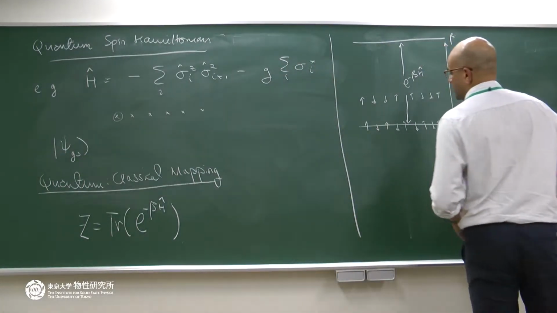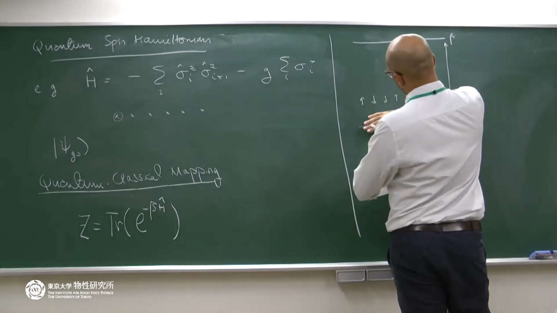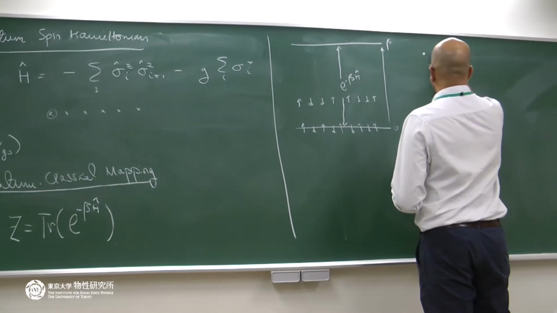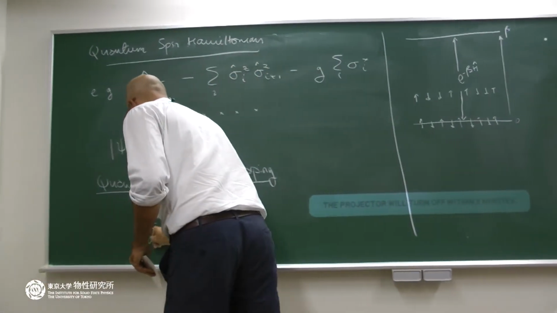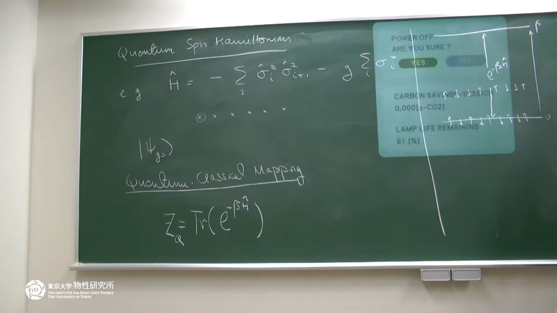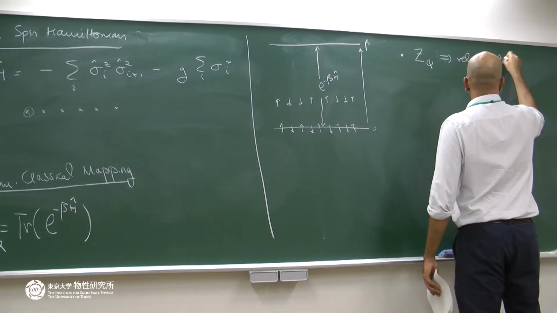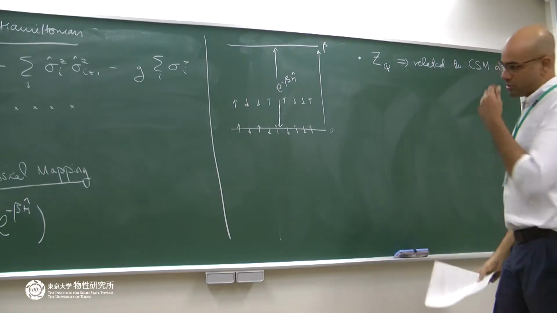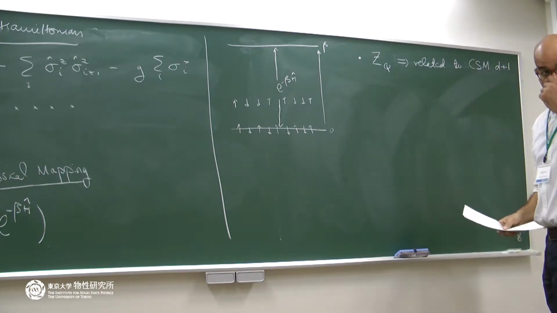And so now what you get for this trace of exponent minus beta h with a particular state, you can associate with a statistical mechanics problem in one higher dimension. Okay, so this is a very important idea: this partition function, maybe you want to call this ZQ for quantum, can be related to a classical stat mech problem in D plus 1 dimensions. So for instance, if you take the Ising chain in 1D, it's connected to a 2D classical statistical mechanics Ising model.